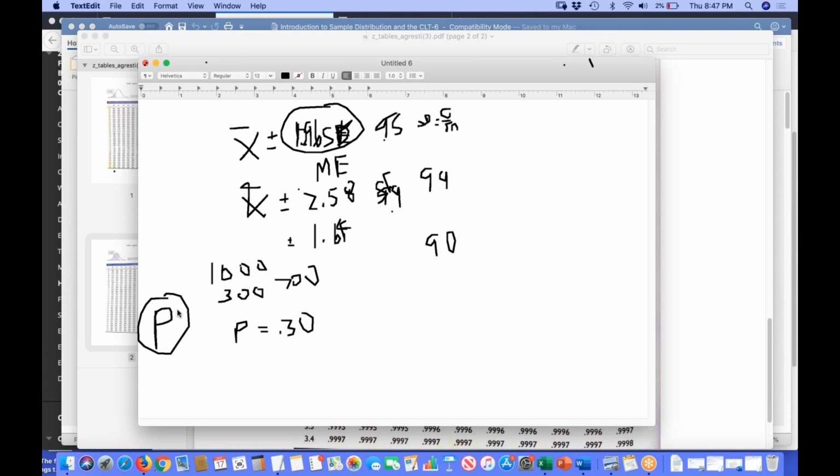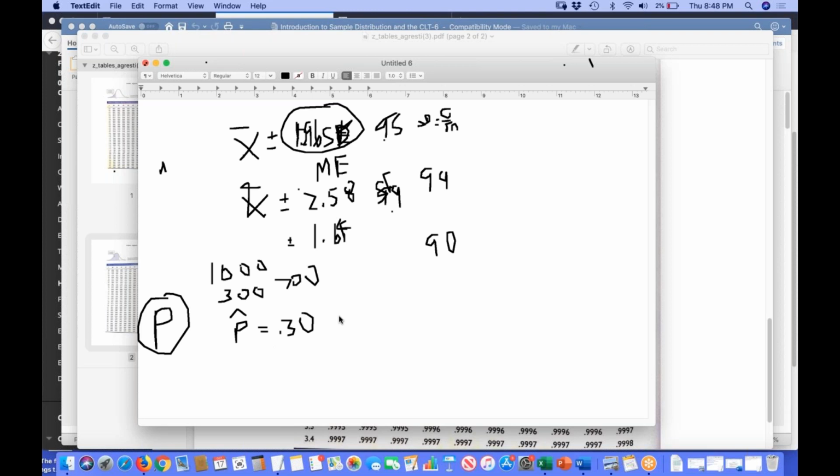So I'm going to use P, just like before, where I use mu for the population mean and X bar for the sample mean. I'm going to use P for my population proportion. I'm going to put a little cap on top of my P to show it's a proportion of a sample. Right? That means now that 30% is not the population, it came from a sample.